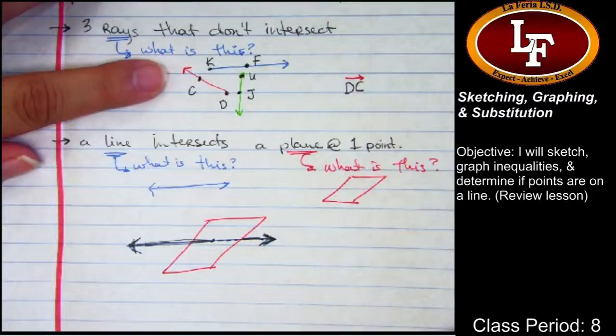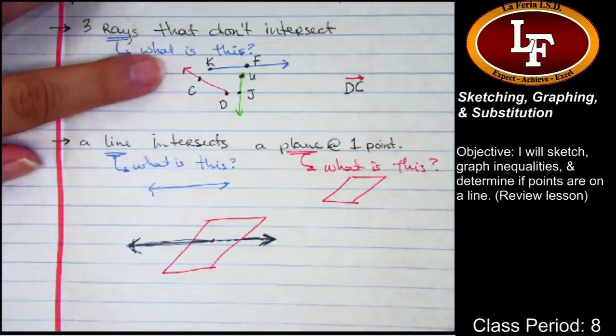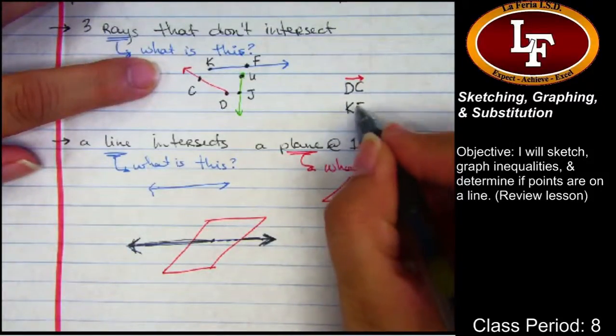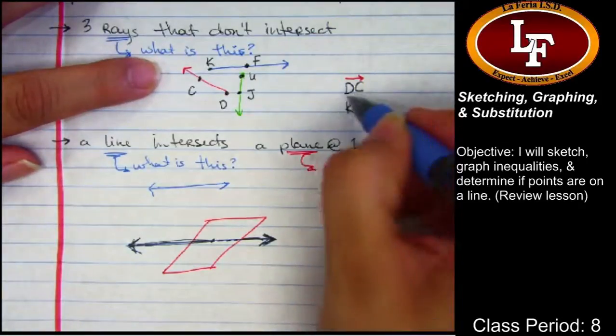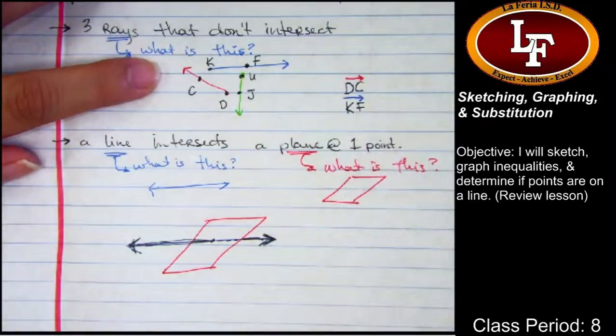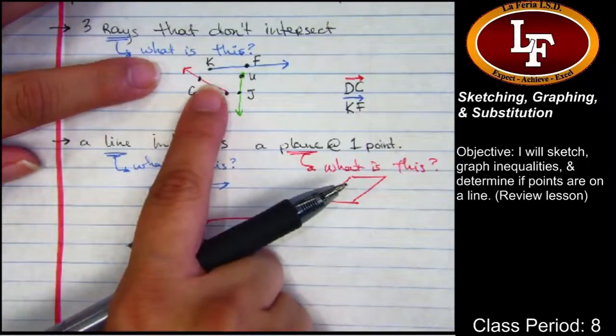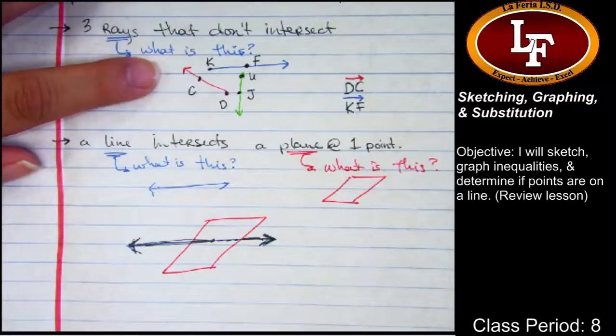What's the name of the blue ray? KF. Why is it not FK? Because K is in the back. Because it always starts in the back. It always starts with the end point. What's the name of the green ray? UJ. Do you see it?